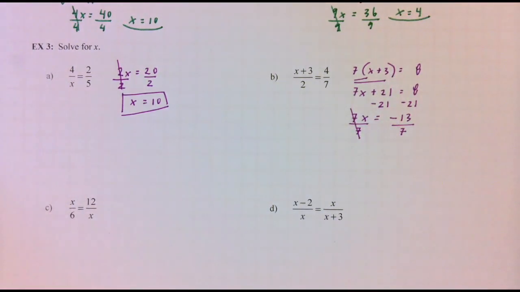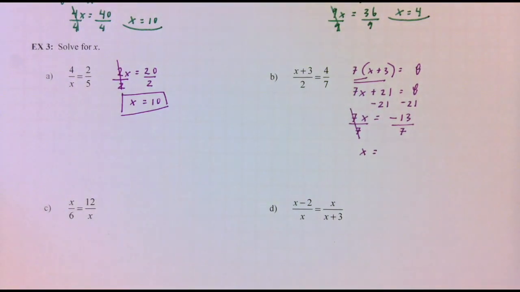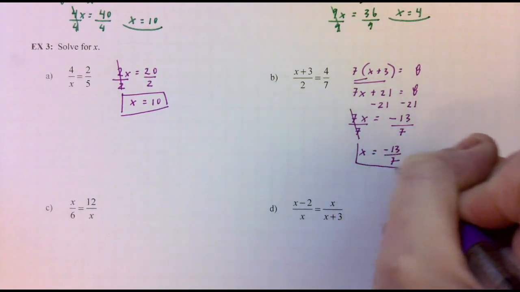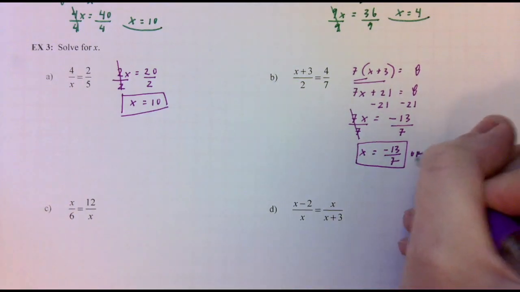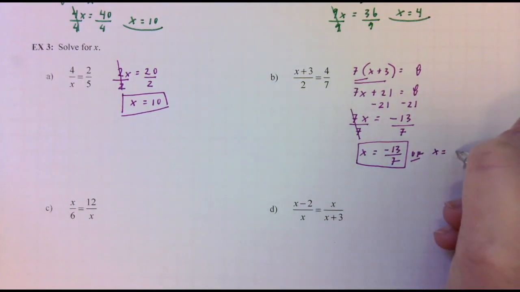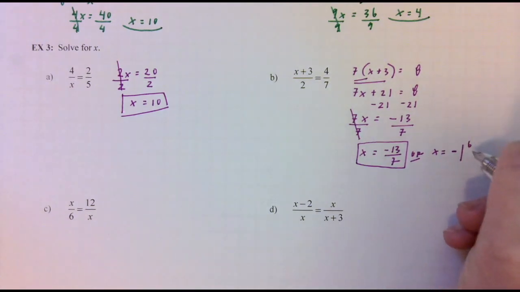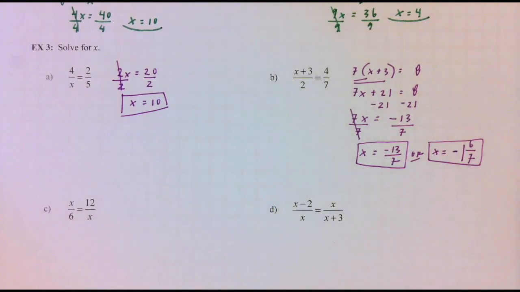So here I get negative x over 7. No, I'm sorry, x equals negative 13 over 7. You could leave it like that, or you could leave it mixed. I could write it as x equals negative 1 and 6 over 7, because 7 goes into 13 once, with 6 left over out of 7. That would be fine also. All right, 2 more, and then we are done.